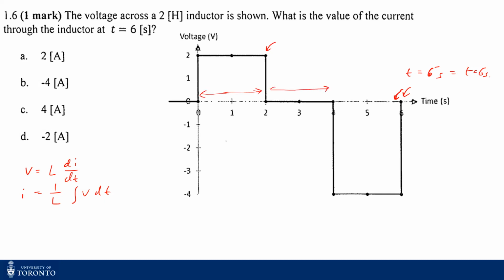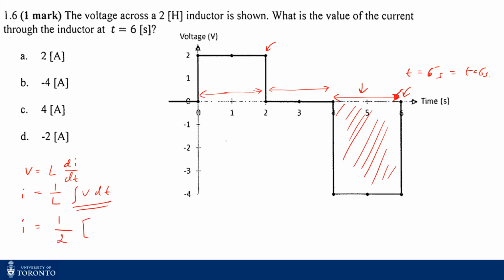So we don't have to take into account the voltage of the first portion. Now we have to take into account only the voltage of the second portion, which is from 4 to 6 seconds, right? This portion is important to us. Now remember, this is an integral of voltage with respect to the time axis. So the integral means basically the area under this curve, right? So I can write 1 by L, and in this case my L is 2 henries, right?